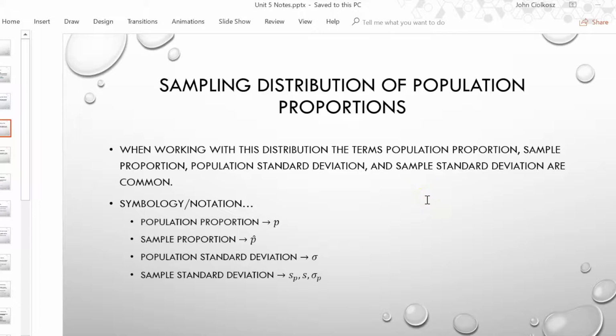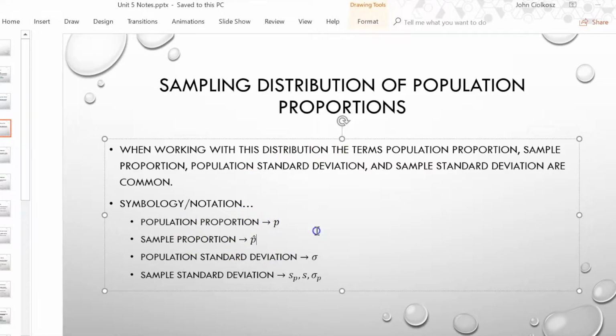Here we go, sampling distribution of population proportions. So just the symbology here again in notation. The rest is just kind of a further explanation here. So population proportion, we're dealing with P. P hat is something we calculate, it's from a sample. Standard deviation is still just sigma. And then again, kind of knowing the different variations of S with the P next to it. So this is all kind of review, just wanted to have it in written context for you guys to see.